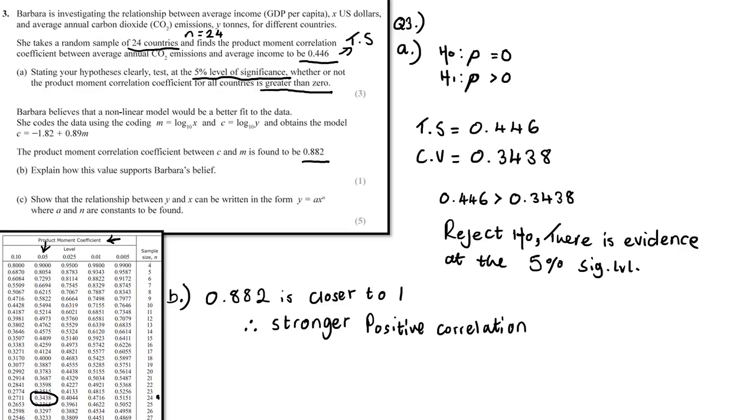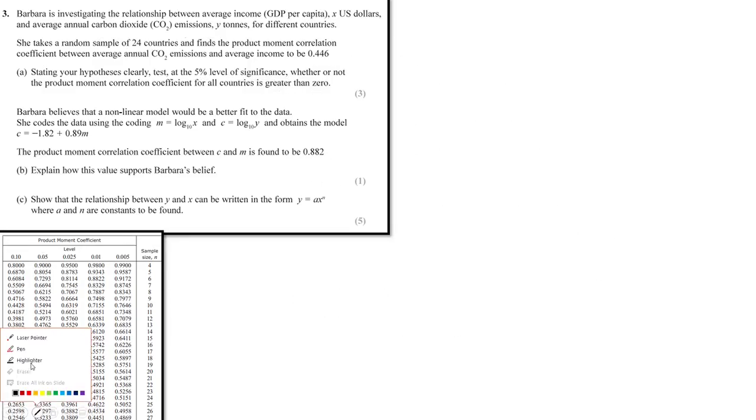And then finally we arrive at part C, where we're asked to show that the relationship between y and x can be written in this form: y equals ax to the power of n, where a and n are constants to be found. So pretty standard. I'll just clear the screen so we can attempt this part. So we're asked for it in the form y equals ax to the power of n.